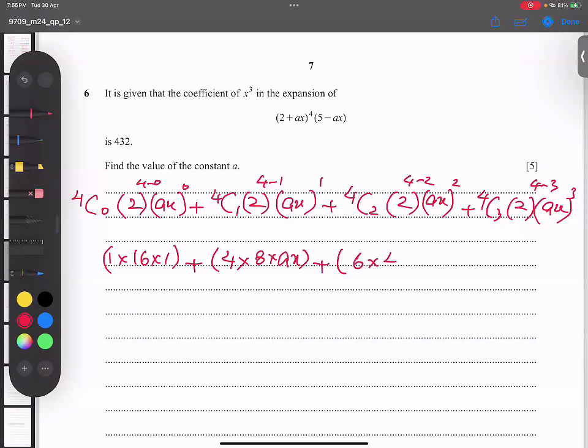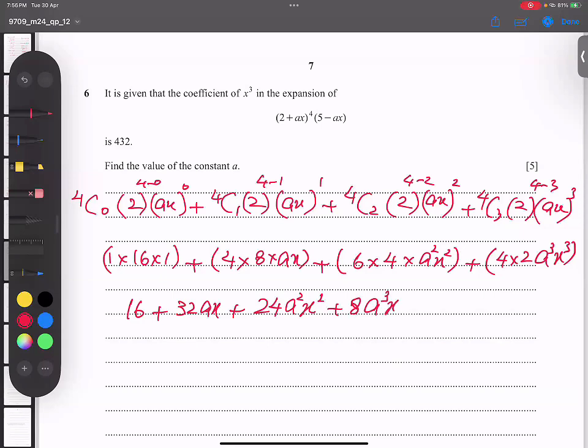And 2 to the power 2 is 4 into a squared x squared. 4C3 is 4, and 2 to the power 1 is 2, and a cube and x cube. And finally, I get 4 times 8 is 32ax. So 24, let me check. Yeah, 24 a to the power 2, x to the power 2. And the last one, 4 times 2 is 8, a to the power 3, x to the power 3, and so forth.